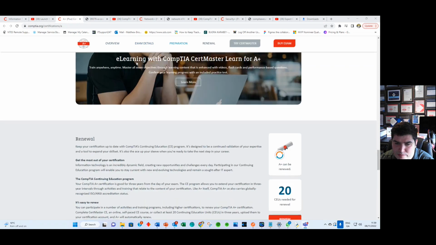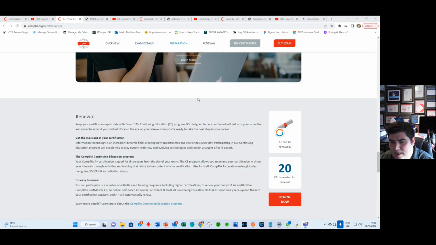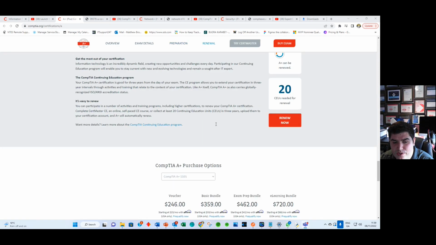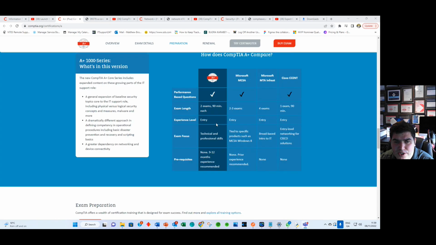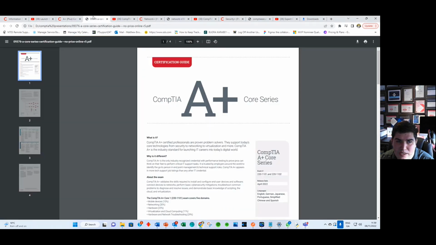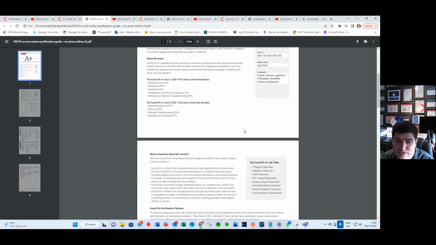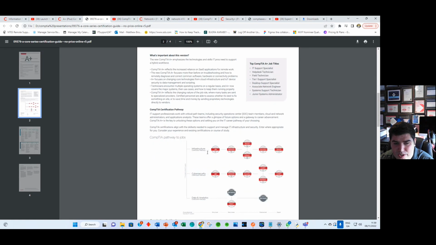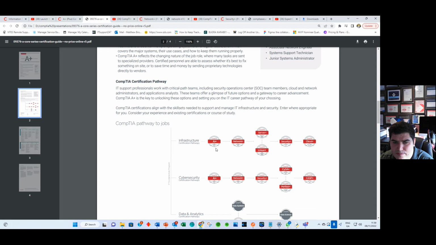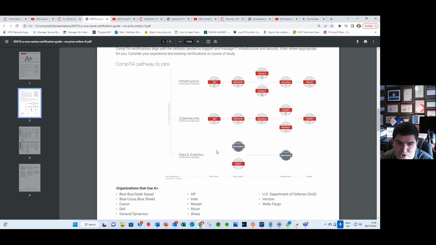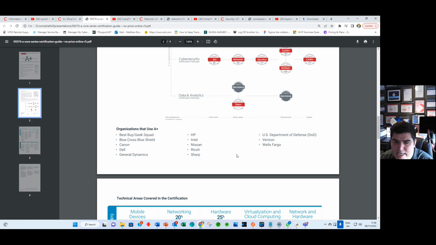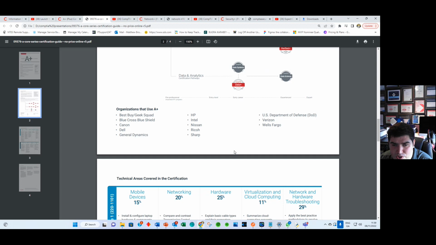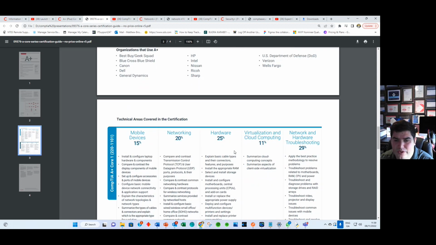So some things to note about CompTIA A plus, it can be renewed every 3 years. It's 20 CEs to renew it, and it's quite easy to renew using your Cert Master. What you can do with CompTIA A plus to get started, I'd be looking at the what is the CompTIA A plus series. So CompTIA A plus is your next in line from your ITF Plus. It's your infrastructure pathway. So if you go for something like CompTIA A plus, you're looking for baseline knowledge. Places that use CompTIA A plus are your Department of Defense, Verizon, HP, Dell, Intel, Sharp, Wells Fargo, there's loads of places that use it.